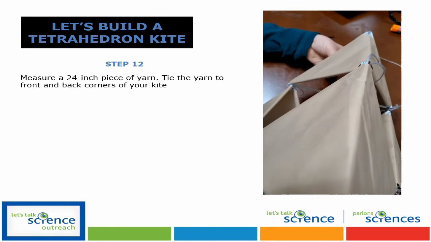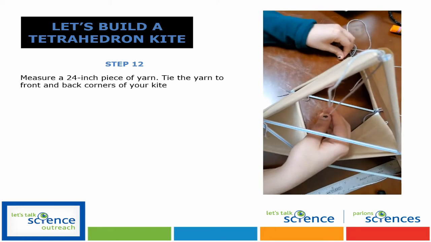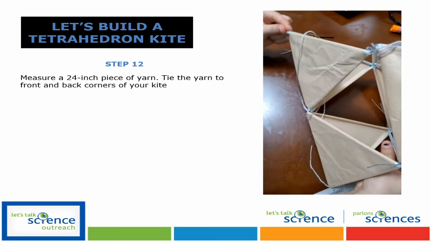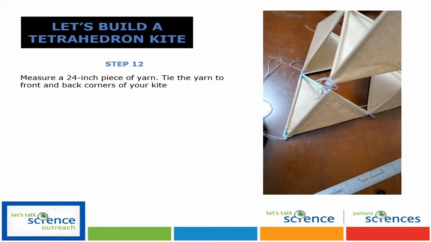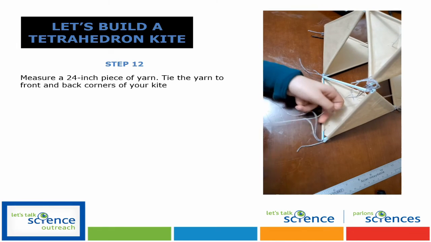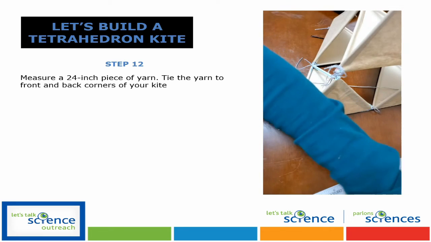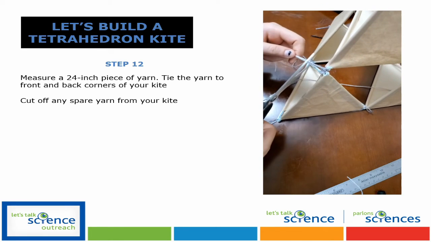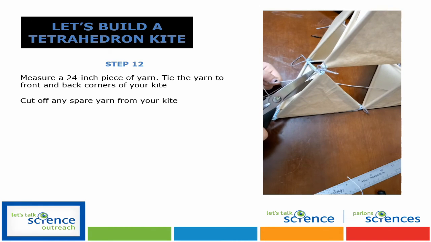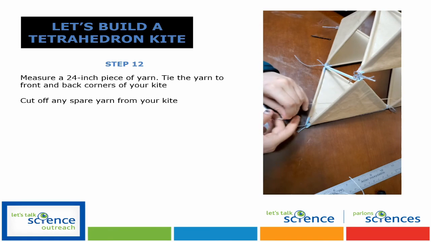Bring this string to the back of your kite, and we will similarly knot the yarn on the back corner as well. You want to leave a little bit of room for this yarn to sag just a bit, so don't pull the yarn too tight when attaching it to the back corner. You might find it useful to start cutting off any of the extra yarn from the corners. This will also give your kite a nicer appearance.